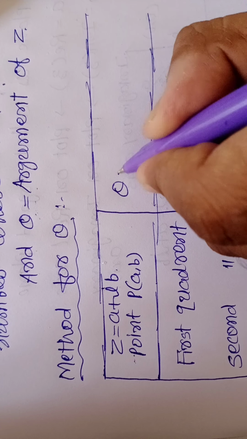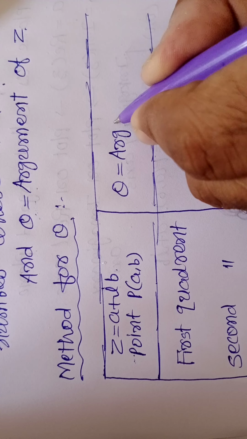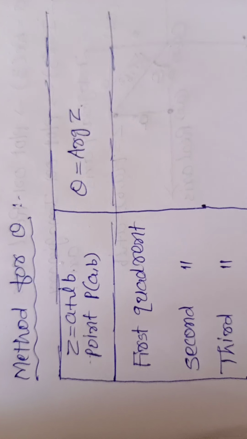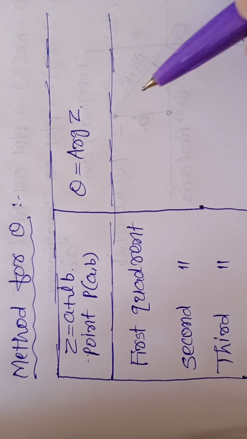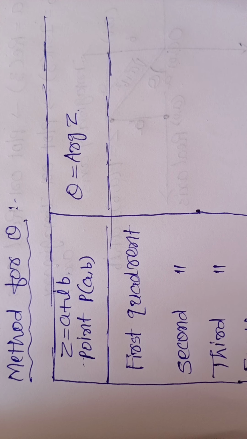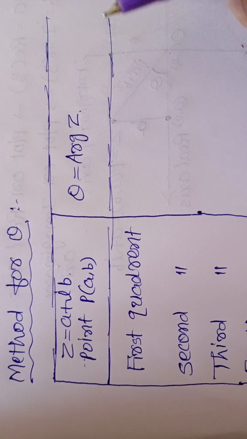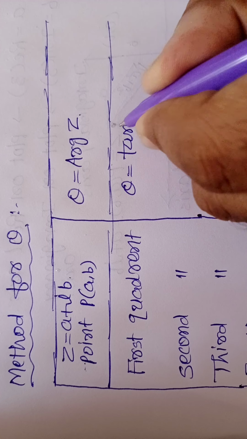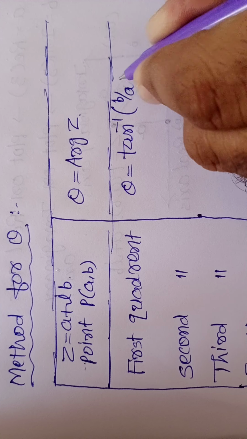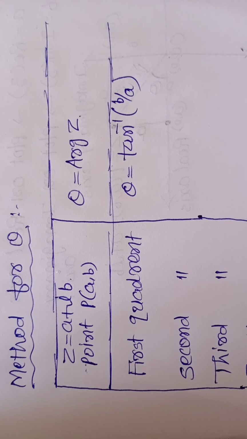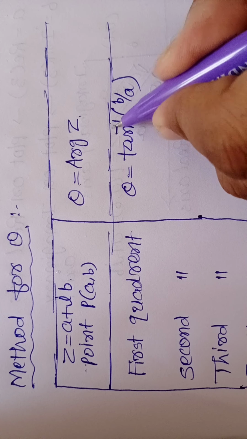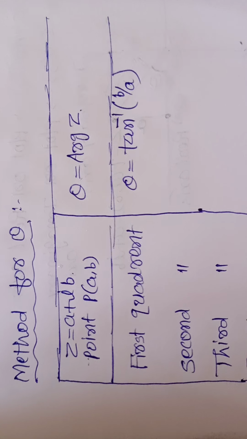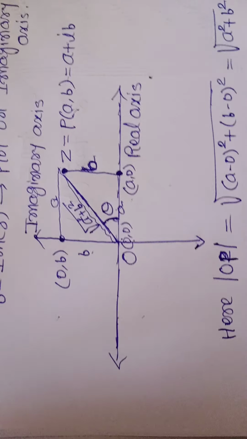So theta equals arg z. Arg is the short form of argument. Now if it is in the first quadrant, we have to just remember, because we do not know trigonometry very well. So in the first quadrant, theta equals tan inverse b by a. How can we find that? We will discuss later. But just remember the formula. Theta is tan inverse b by a. Because how do we get this? Let us see the figure.